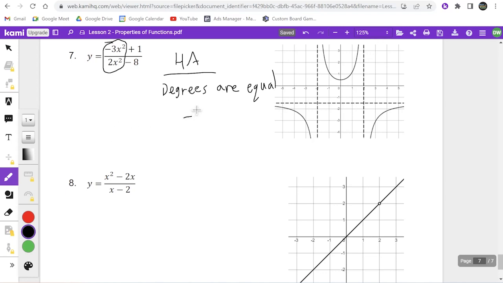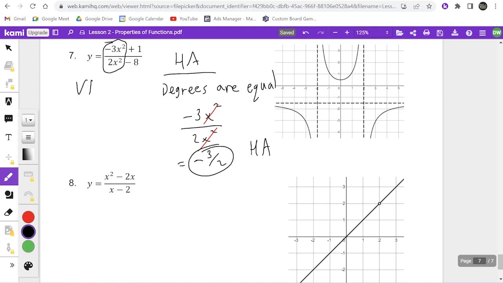Think of it like this. If I have negative 3x squared over 2x squared, and I ignore everything else, literally just ignore it, don't the x squareds cancel? The answer is yes. And you're left with negative 3 over 2. And that's our answer, negative 3 halves. That's our horizontal asymptote.